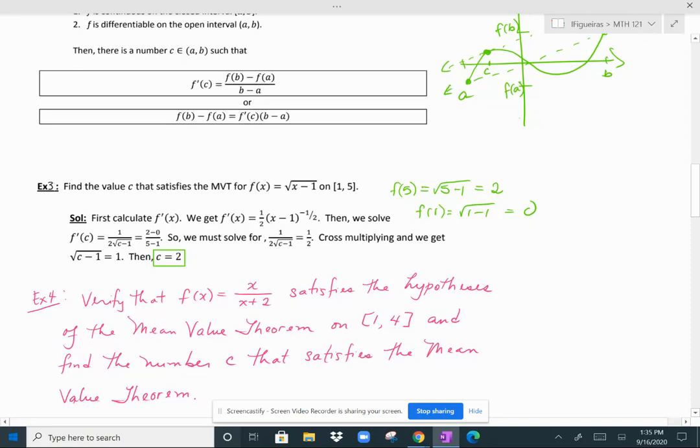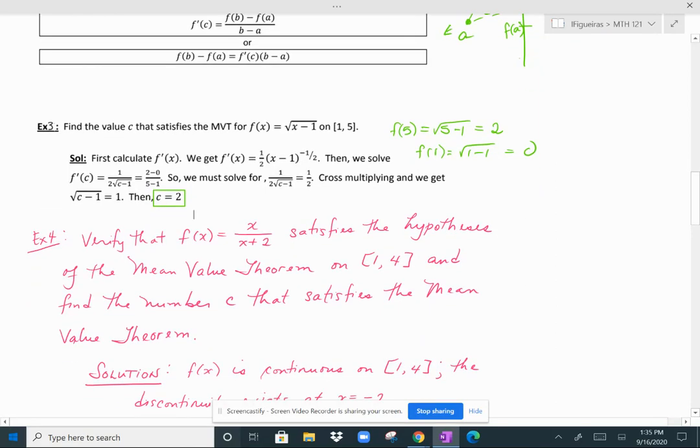All right, let's do another one. We want to verify that f of x equal to x over x plus 2 satisfies the hypotheses of the mean value theorem on the interval from 1 to 4. And we need to find the number c that satisfies the mean value theorem.